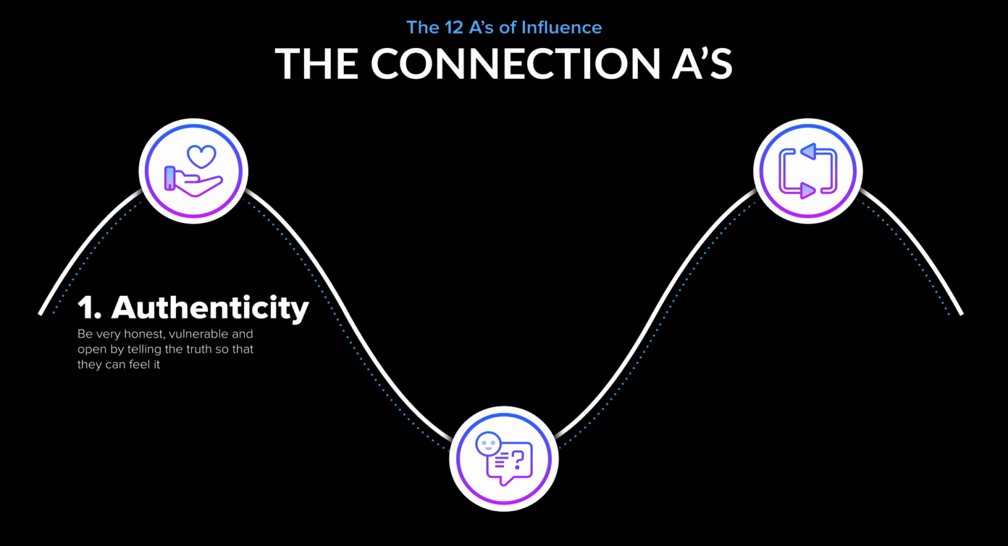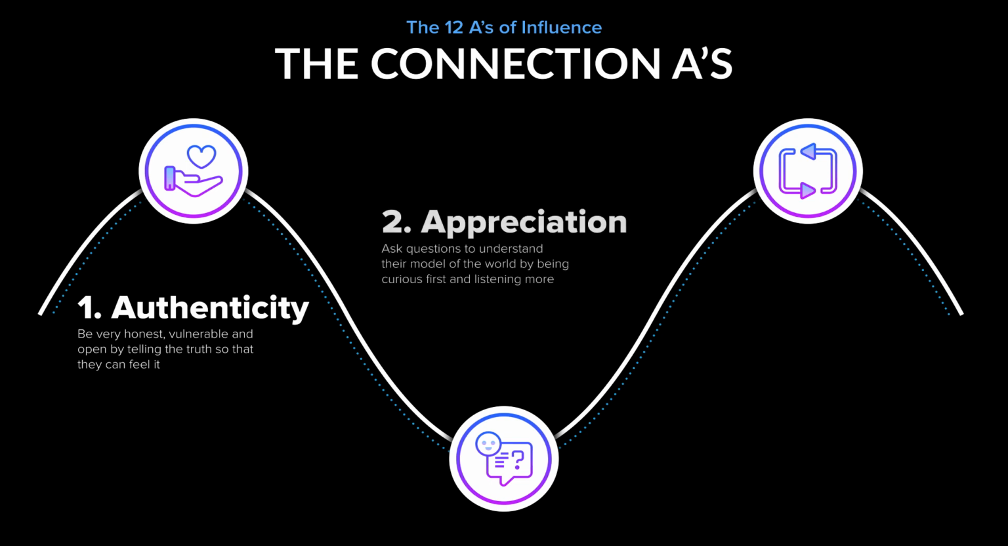The next connection A is appreciation. And here's a rule of thumb. What we appreciate, appreciates. When we appreciate someone, our connection increases and the trust and the bond increases. You see, every person has their own unique model of the world. They have their own belief systems. They have their own way of dealing with problems, of sorting out the world. An epic influencer appreciates the model of the world and the way of being of their prospects or the people that they're leading and influencing.